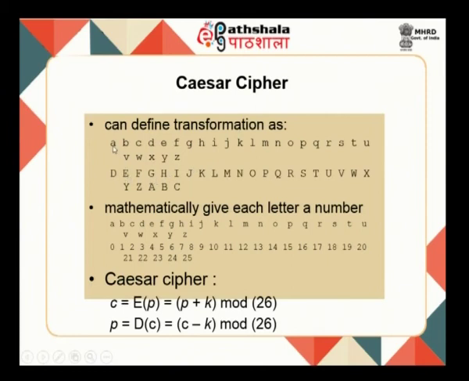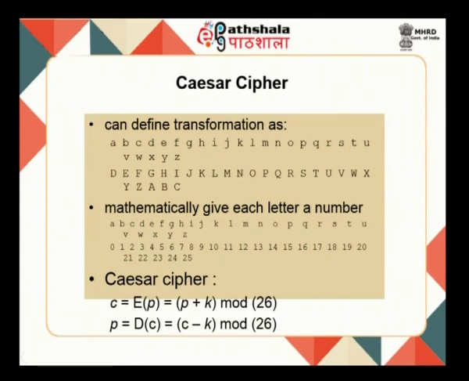We will say that A is going to be, as I said in the Caesar cipher, taking 3: A plus 3 gives D, B plus 3 gives E, C plus 3 gives F. Mathematically, each letter is given a number, A, B, C, D represented by 0 to 25. So how am I going to represent the Caesar cipher?